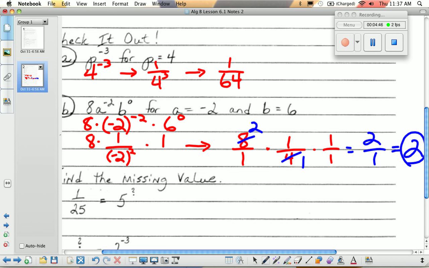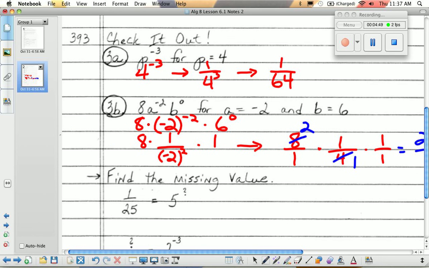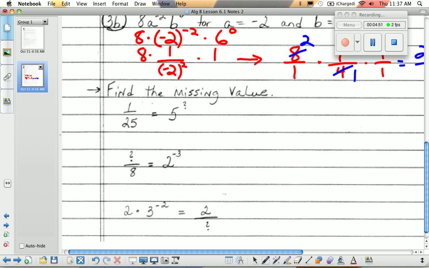Okay, now we're going to see how well we really understand this. We're going to find the missing value. So it says 1 over 25 equals 5 to what power? The second. Oh, I already know this is the second. Well, careful. Rewrite this as 1 over, what power name can we give 25? 5 to what power is 25? Yeah, 5 squared, but is that the way it is over here? Is it 1 over 5 to the question mark?